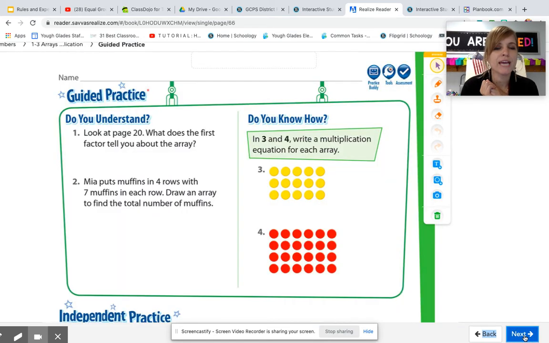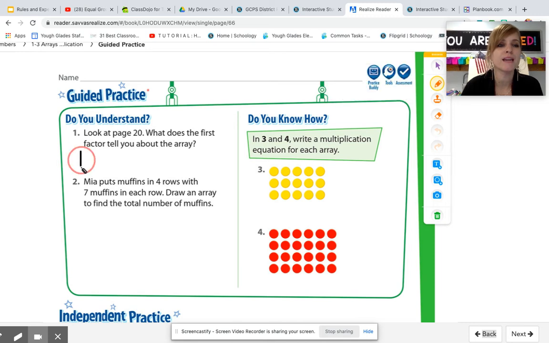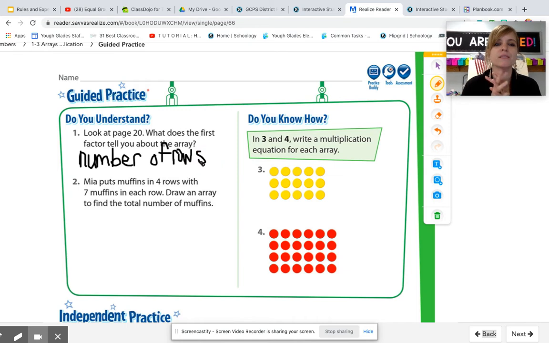So look at page 20, which we did. What does the first factor tell you about the array? The first factor tells us the number of rows. So we're going to go ahead and write that. Number of rows. The number of rows. That's our equal groups. The first factor tells us how many equal groups do we have. In that case, we had 4.